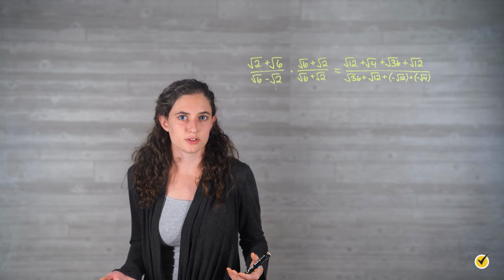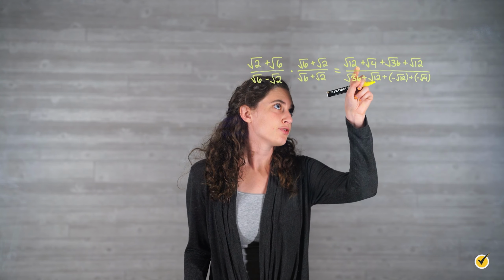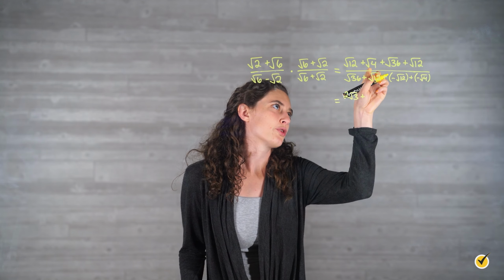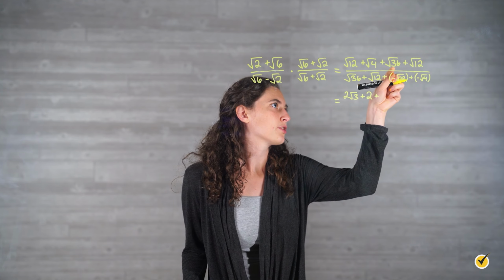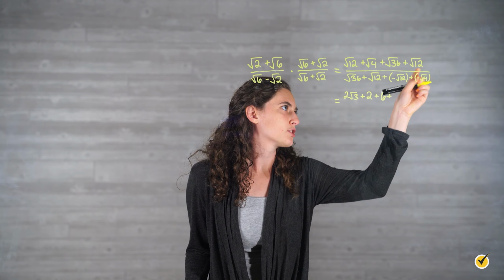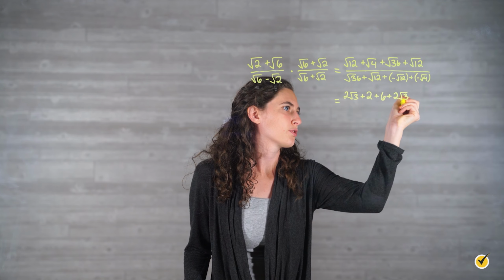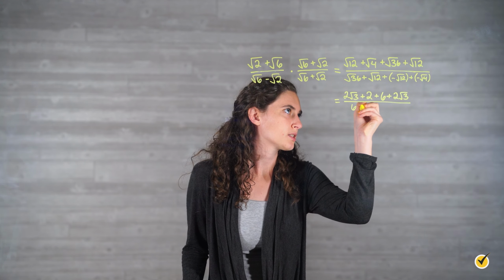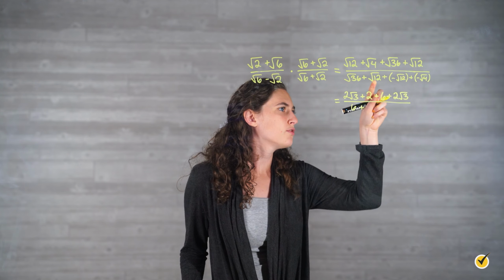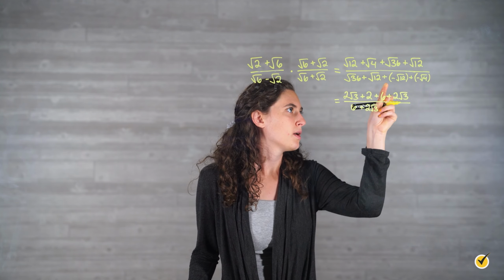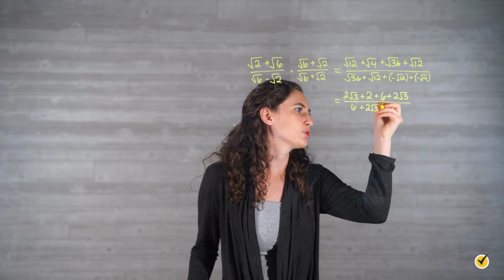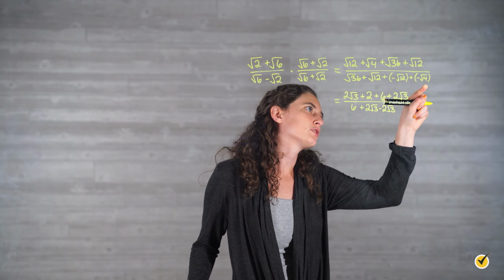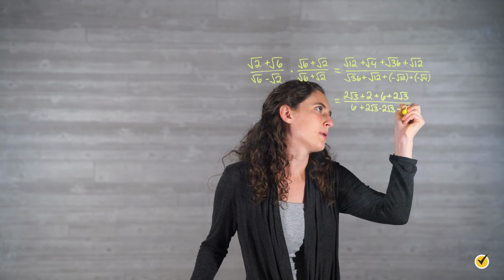Now we'll simplify our radicals a little bit. The square root of 12 can be simplified to 2 times the square root of 3. The square root of 4 is 2. The square root of 36 is 6. And again, the square root of 12 is 2 square root of 3. On the bottom, we have the square root of 36, which is 6, plus the square root of 12, which is 2 root 3, plus the negative square root of 12, which can be simplified to minus 2 root 3, plus the negative square root of 4, which can be simplified to minus 2.